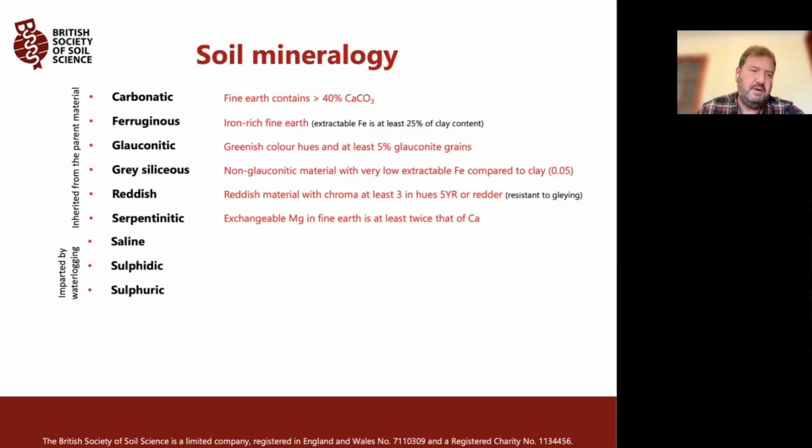Then we have ones that are imparted by the process of waterlogging. So we have salts that have been deposited, leading to saline soils. So soluble salts, sodium chloride and so on, sulfates are in the soil, very often in coastal or arid areas, poorly drained environments. Sulfidic soils, where there's iron sulfide or pyrite in the soil, and sulfuric as well, which is where sulfidic materials get oxidized, you get sulfuric acid forming, so very acid soils.